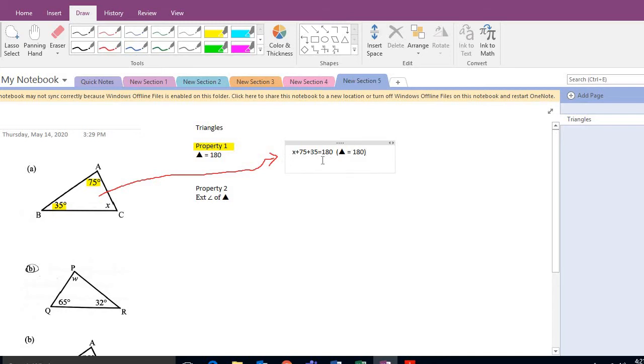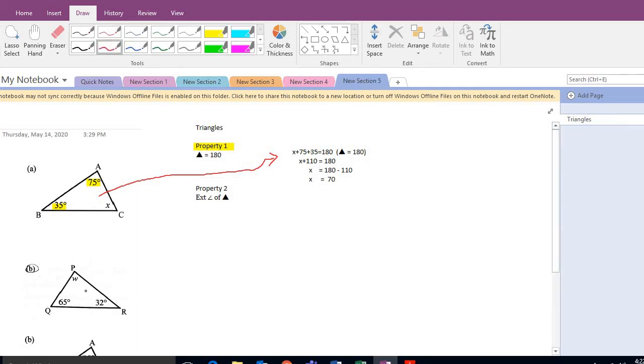Then I'm going to go to the next line, and all I'm going to do is say x plus 110, I think it is, equals 180 degrees. Then I'm going to take the 110 over, so x equals 180 minus 110, and so my answer is x equals 70 degrees. Okay, right, and then we'll do another one.